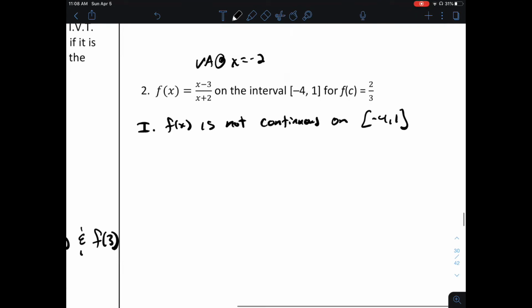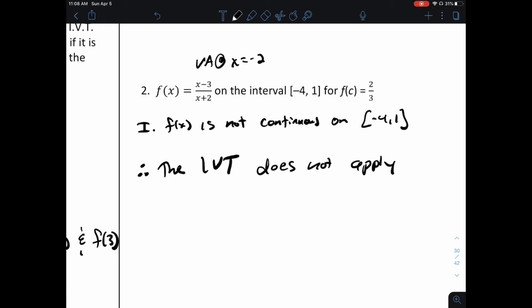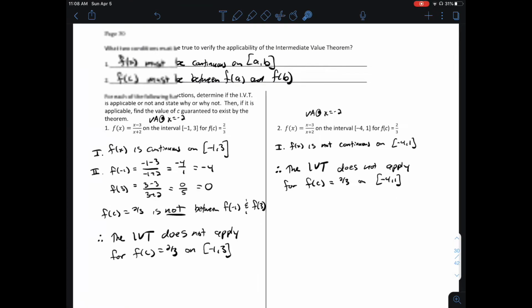So we can just stop right there and we can say, therefore, the intermediate value theorem, you're allowed to abbreviate, does not apply for f of c equals 2/3 on -4, 1. Does that mean that there is no y value between -4 and 1 with a value of 2/3? It does not mean that. There could be. It just does not guarantee that there is.